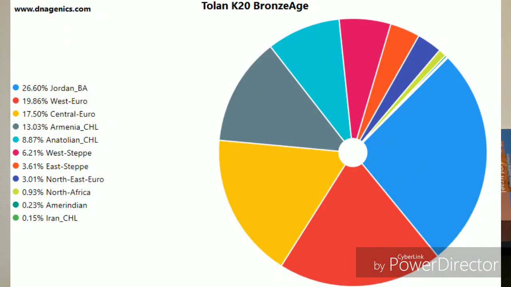Tolan K20 Bronze Age. Let's see. Jordan Bronze Age, 26.6%. West Europe, 19.86%. Central Europe, 17.5%. Armenia Chalcolithic, 13.3%. Anatolian Chalcolithic, 8.87%. West Steppe, 6.21%. East Steppe, 3.61%. Northeast Euro, 3.1%. North Africa, 0.93%, etc.